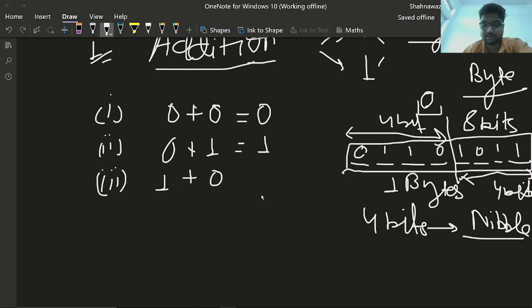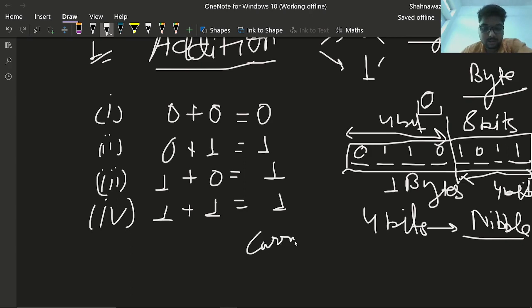All right, and these are some combinations. So what will you get? You get 1. And the last rule is the most important rule. When you add 1 and 1, you will get the result as 0, but a carry of 1 also. Carry of 1.